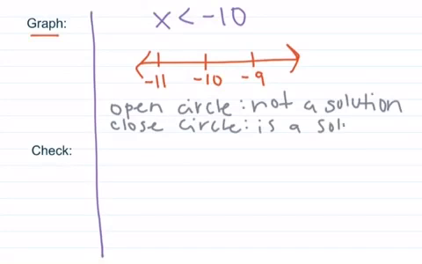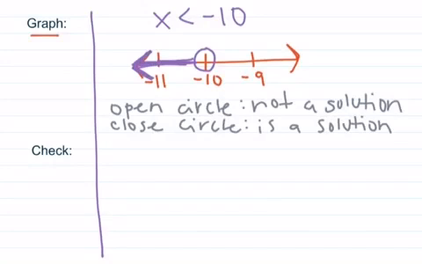So x is less than negative 10. I'm going to go to negative 10 and do an open circle. I'm not going to shade it, because is negative 10 less than negative 10? No, so negative 10 is not a solution. All of my solutions are less than negative 10, so I'm going to shade everything to the left of negative 10. This is how you graph: an open circle, and everything to the left shaded.